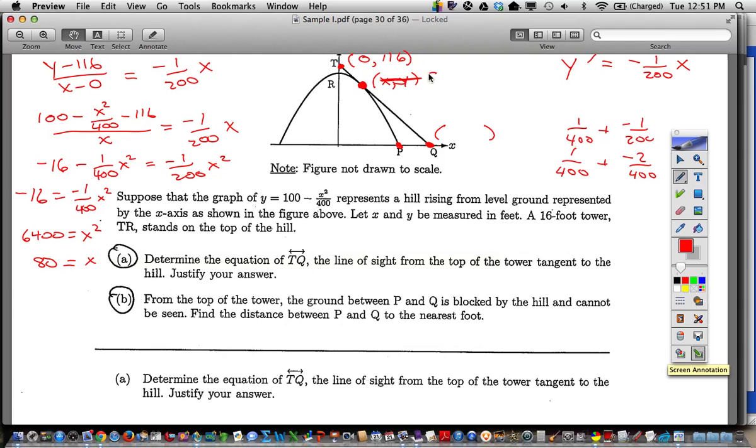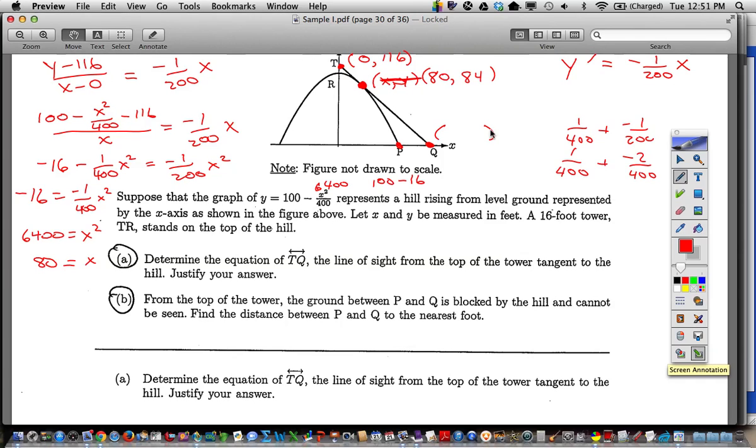So we know that this point is 80. And then we can get the y value of that by plugging that into here. So 80 squared, that's 6,400. 6,400 divided by 400, we just said was 16. So 100 minus 16 is 84. So that's that point. Now, what does that help us know?